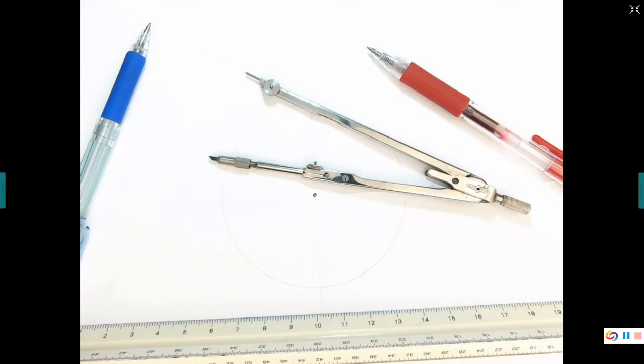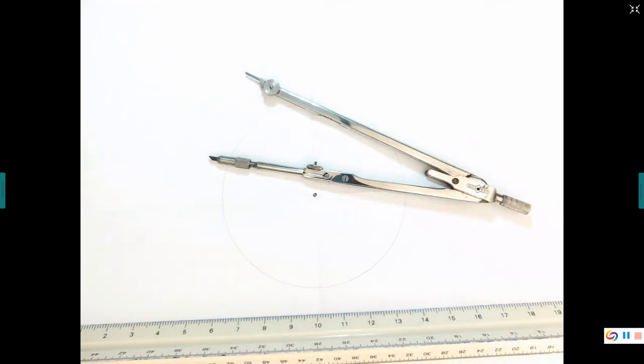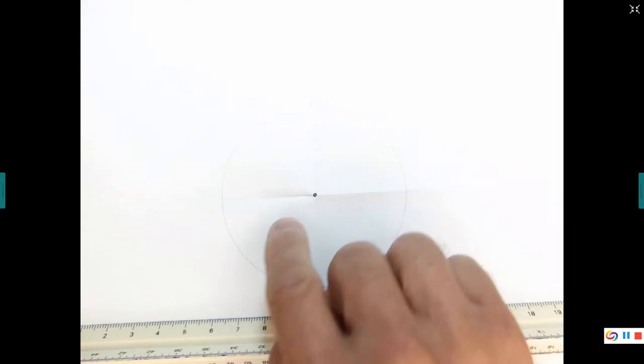For this activity, we'll need a straight edge and something to write on again. I took the liberty of locating a point on the paper. I did my two-fold technique and I put a point there, and I'm going to draw a circle. Now I've lightly traced it with my compass.